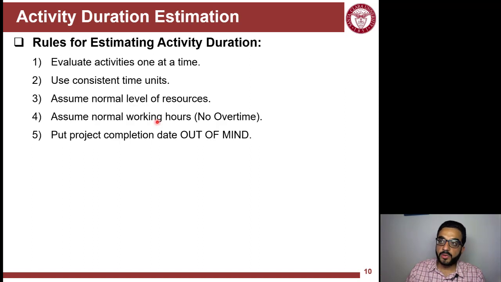Once you have the quantity takeoff, the amount of work for every activity, the next step is estimating the durations of activities. Here are the rules for doing that. First, you have to do it activity by activity. You cannot just think in parallel across activities. You did this step in the WBS and the scope definition. Now you're focusing on activity by activity. Use consistent time units. Don't estimate one activity in hours and another in days or weeks. Be consistent. Usually it's by days.